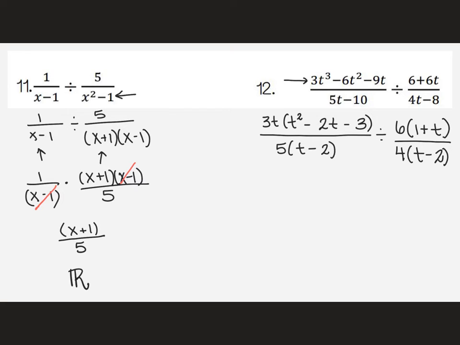After looking one more time, I notice I can factor this more. So I'm looking for factors of negative 3 that add to be negative 2. So that would be negative 3 and positive 1. So I'll rewrite one more time. 3t, t minus 3, t plus 1, and everything else stays the exact same.